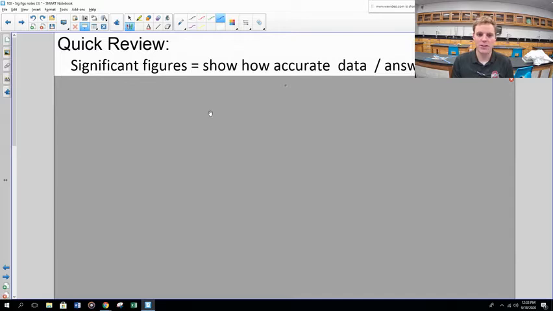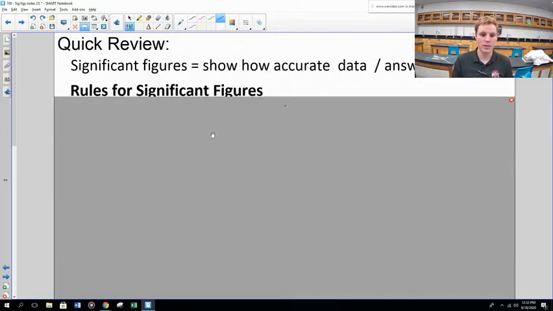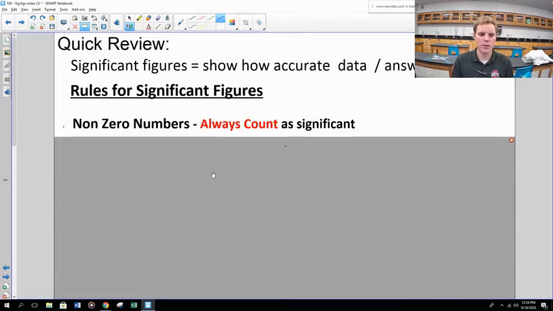So significant figures show how accurate your data or your answers are, your measurements to begin with. And the rules for significant figures, the first one's straightforward. Non-zero numbers always count as significant. So any number that's a 1, a 2, all the way up to 9, those are always significant no matter what. But then the zeros will start getting a little strange. It depends on what kind of zero you're dealing with.